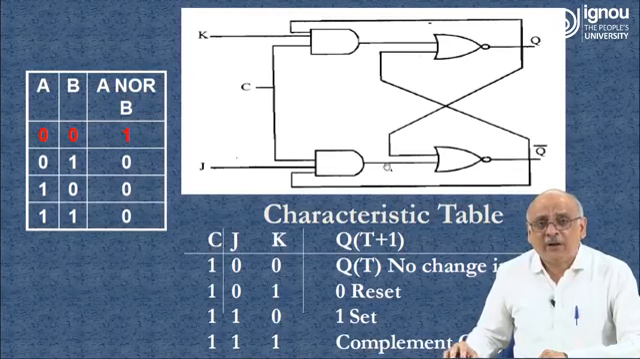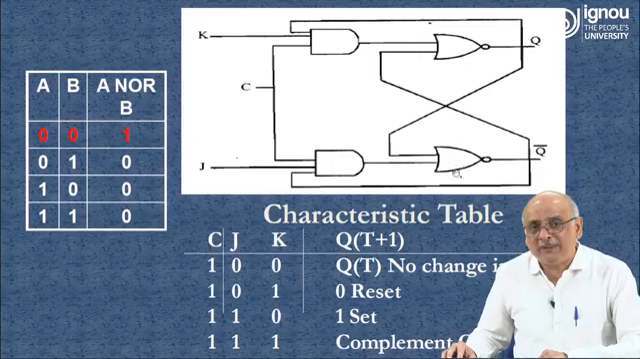But what happens when Q is 0, Q bar is 1, so both J and K are 1, so the output of this AND gate is going to be 1. As soon as this output becomes 1, what is going to be the output of this NOR gate? It will become 0, okay? As soon as it becomes 0, and this is also 0, 0 and 0 will make it 1. So if Q was 0, it will be complemented to 1.